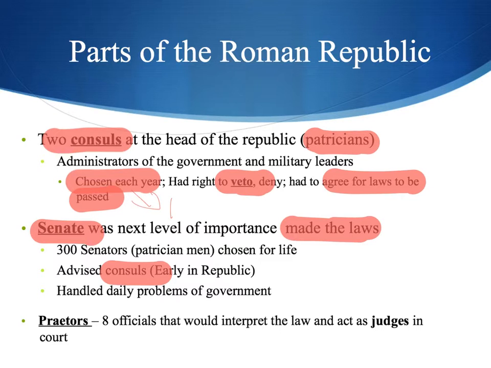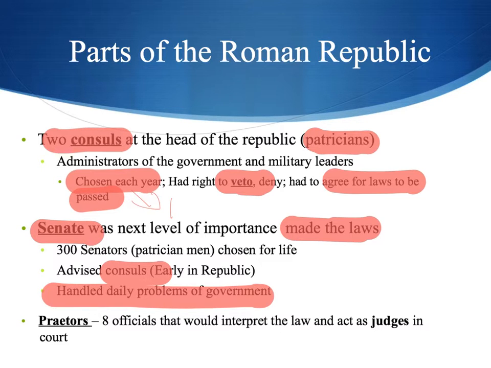In the Senate, there were 300 senators. In the early days, there were patrician men, and when you were a senator, you were chosen for life. Some senators would go on to be consuls, and then their position that was open would be filled by citizens with the right to vote. The Senate was basically responsible for handling daily problems of the government. Foreign affairs, trade relations, maybe certain crimes going on in the Roman Republic. That's what the Senate was responsible for dealing with.